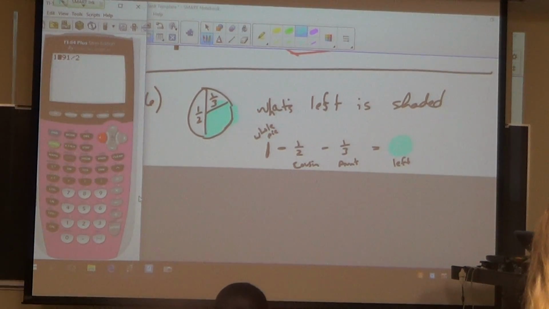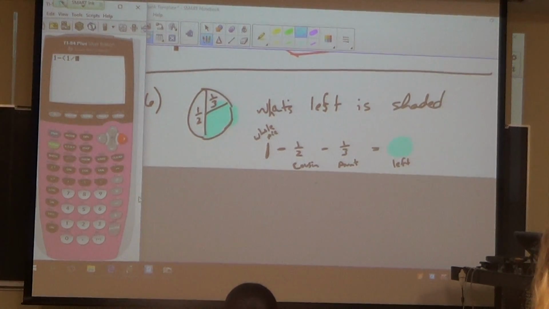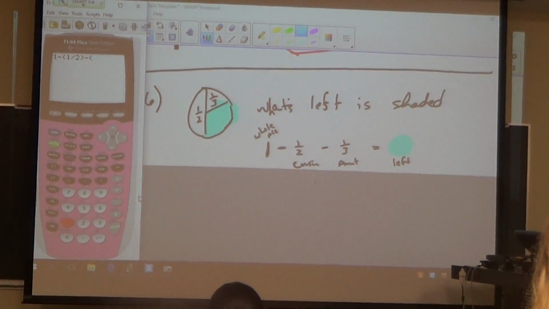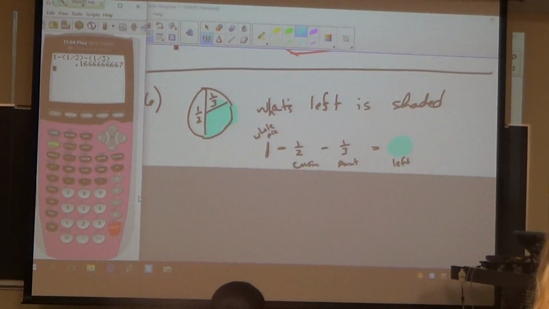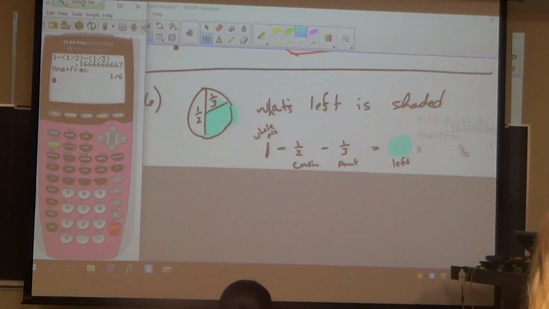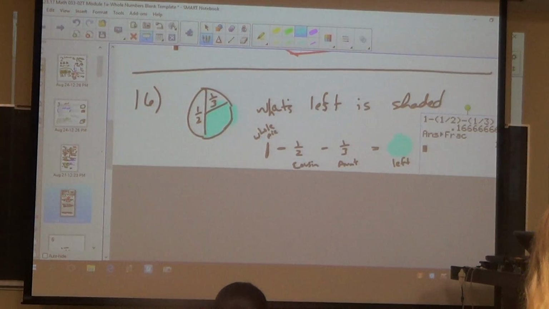Oh, yeah. I got all kinds of screw ups in here. 1 minus 1/2, wrap it up, minus 1/3. Wrap it. Now, because this is a fractional problem, we need to math enter because they're going to want a fractional answer. So math enter. So that means I have 1/6 of the pie left for me to eat at midnight.